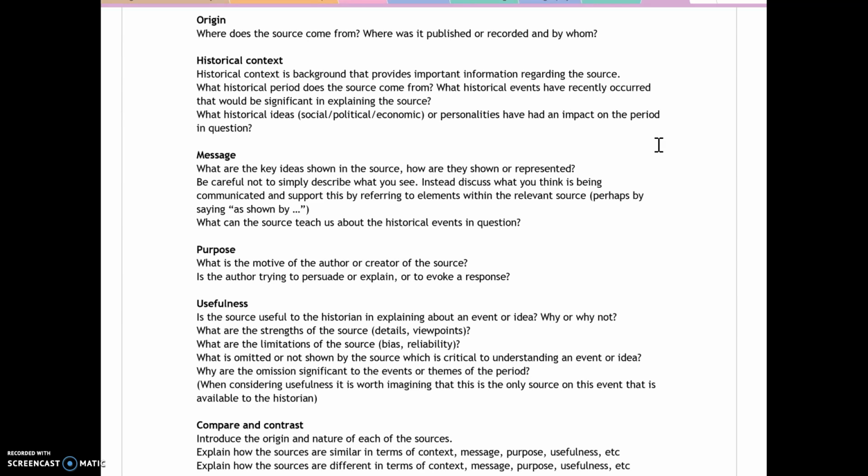Okay, so the next thing that gets very confusing is purpose. Purpose and message get confused all the time. Purpose is what the text was created for. What is the motive of the author or the creator of the source? Are they trying to explain, persuade, or evoke a response? Purpose is a little bit more Englishy in some ways. You always want to know, what's the purpose of this text? What is it supposed to do? What does it want you to think, feel, or do?